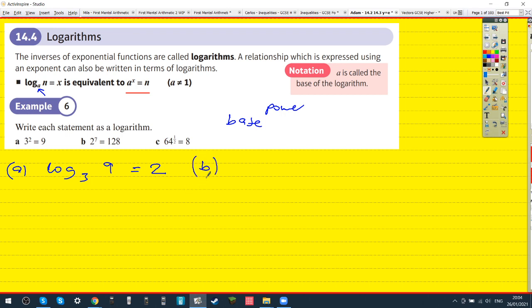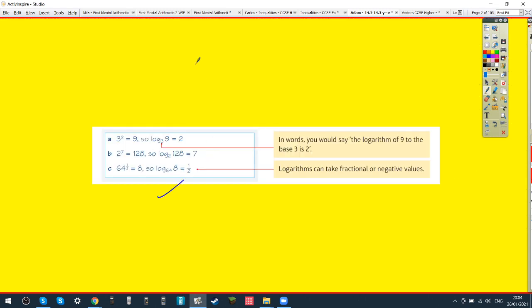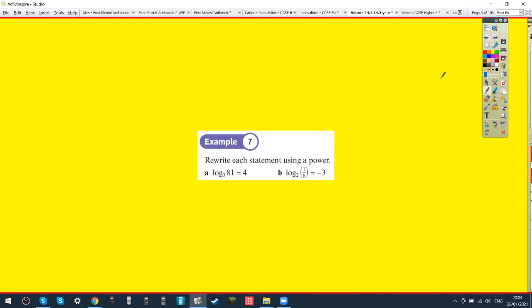B. Log 128 base 2 equals 7. That's it. And C. Log 8 base 64 equals a half. Well done. That's it. In words, you would say the logarithm of 9 to the base 3 is 2. So yeah, log 9 base 3 equals 2. Yep. Or to the base 2.